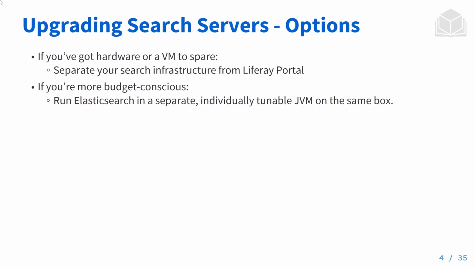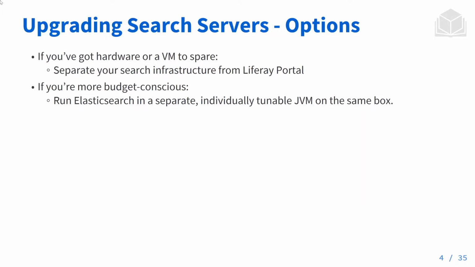Now, maybe we're a little bit more budget conscious. We don't have that spare machine in our closet. What we can do instead is spin up another Elasticsearch server on our own machine, but spin it up in its own separate JVM. That way it's kind of on its own, but in reality, it's still on the same box, but it's not the one that's tied to Liferay. So two options: you have your standalone server, or you can spin up a brand new Elasticsearch server on the machine that's running Liferay. And we'll take a look at that pretty soon.